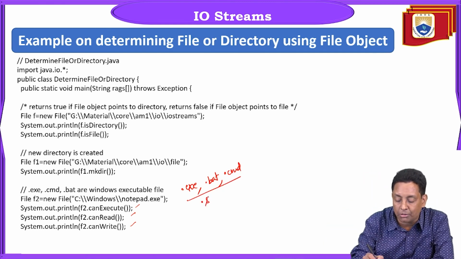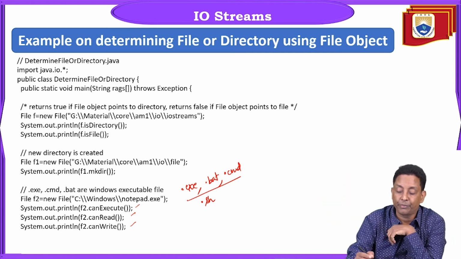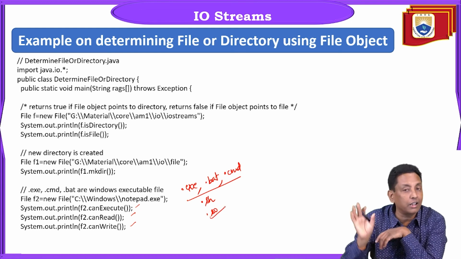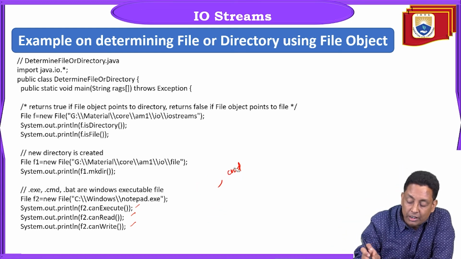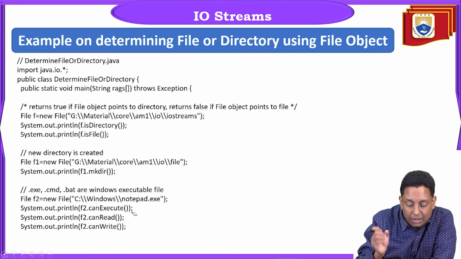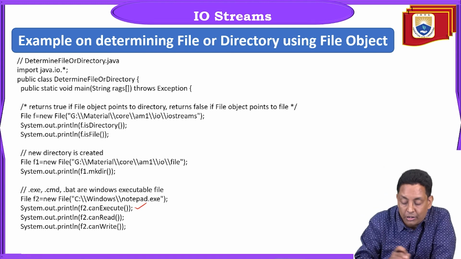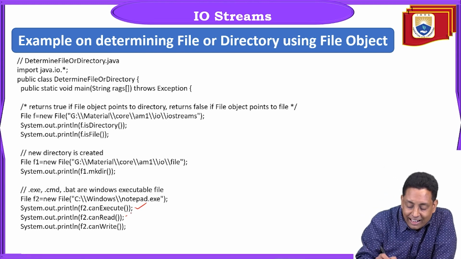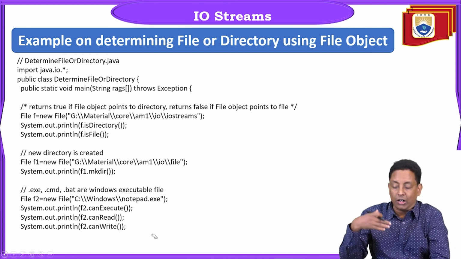.bat, .cmd. These are all the executable files in Windows. .sh is the executable file extension in Linux and Unix, and on Solaris as well. So these are the executable files, and that is what we are asking. Is the file object pointing to a file? Can it be an executable file? It will return true because it's pointing to a file which is an executable file. canRead and canWrite depend on the file attributes, whether the file is readable or not, writable or not.